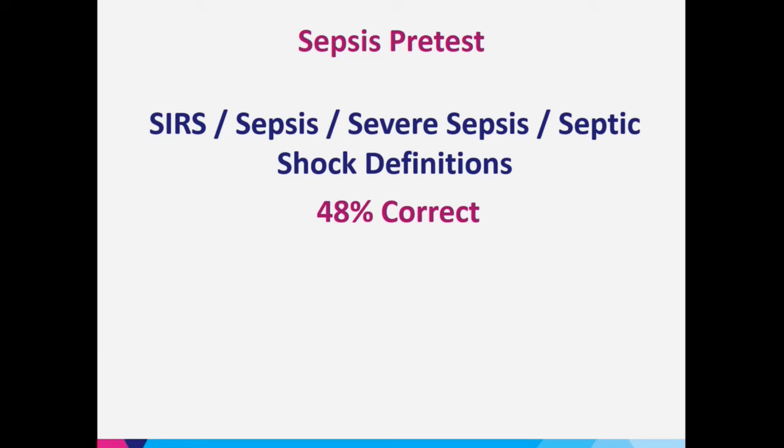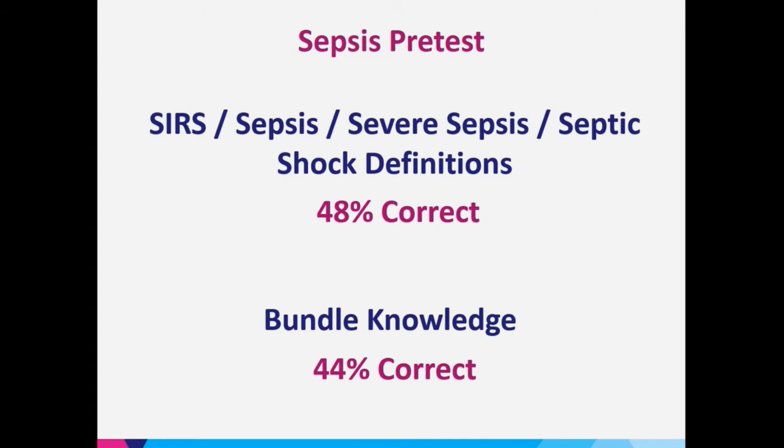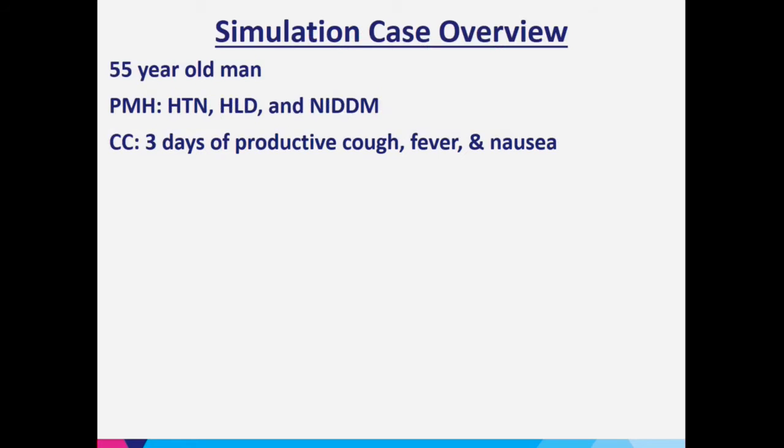And we gave everybody a sepsis pretest. When it came to questions about the definitions of what sepsis is, only 48% of participants got those questions right. And when it came to what the bundle metrics were, and people knowing what do I have to do in 3 hours, what do I have to do in 6 hours, only 44% got that right.